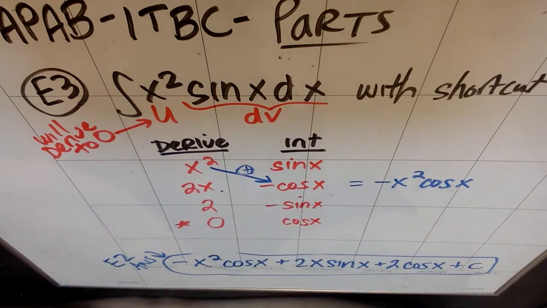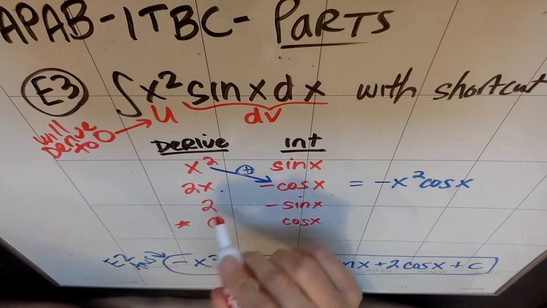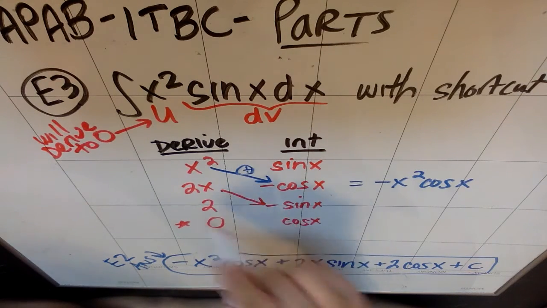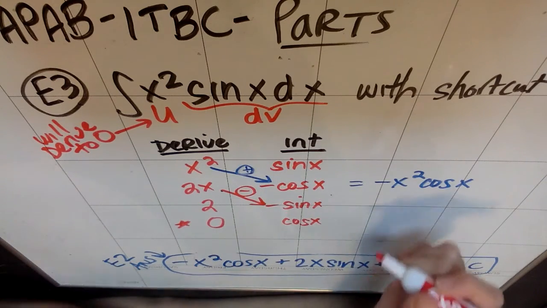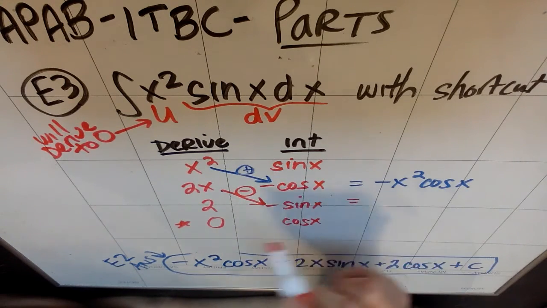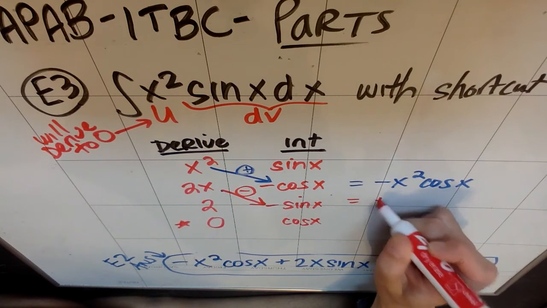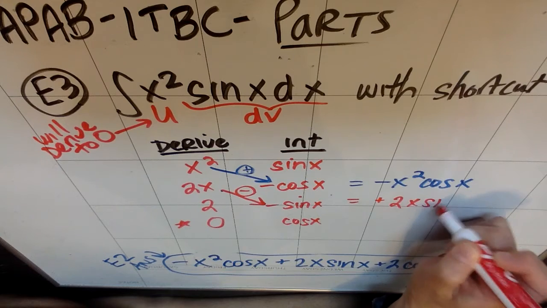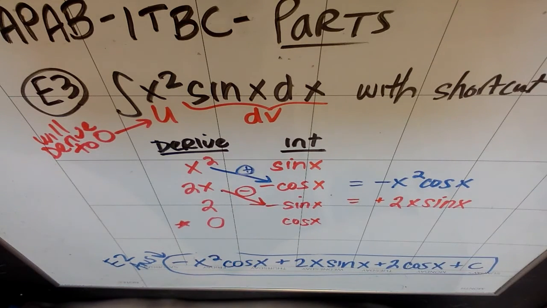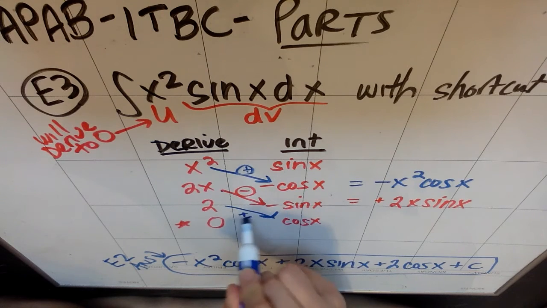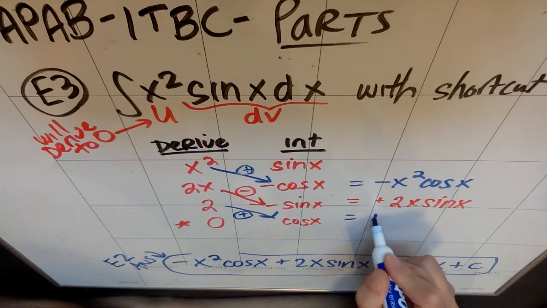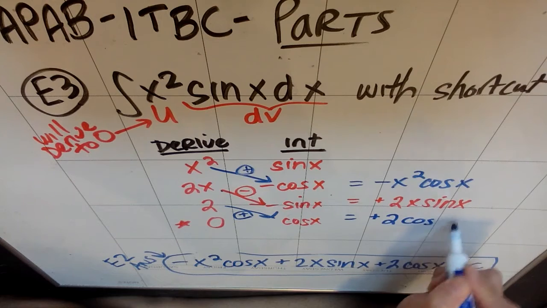The next row, and this is the part we have to be careful about. When we do the next little line, from top to bottom, we're going to alternate the signs, and it's going to be a negative. So this one is going to end up being a negative times a negative 2x sine x. So that's going to come out positive. So 2x sine of x, right? And then I'm going to go back to positive. So I'm going to end up with a plus 2 cosine of x, right?